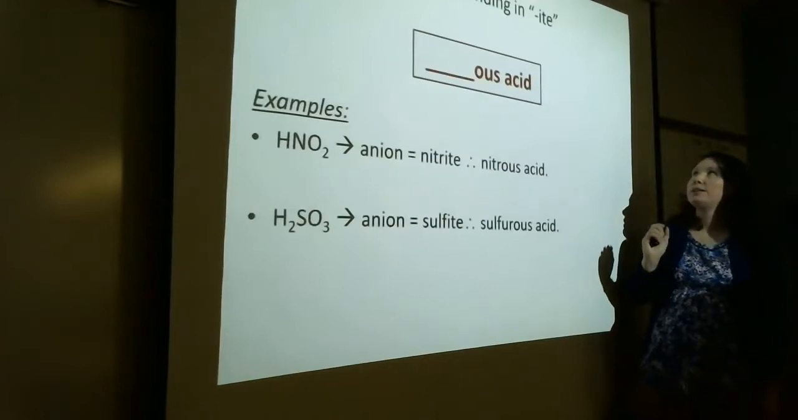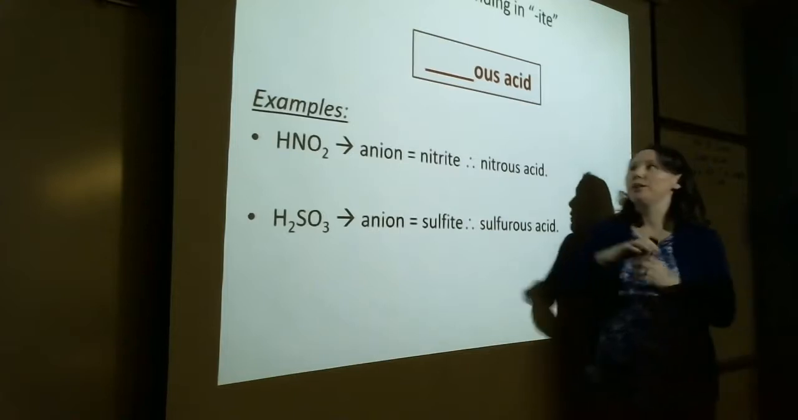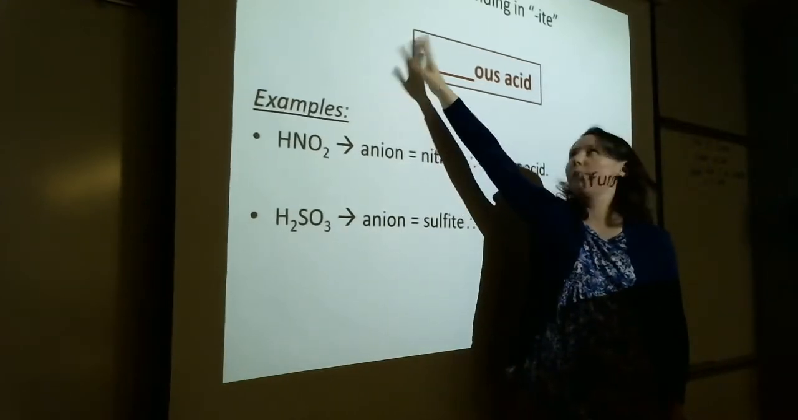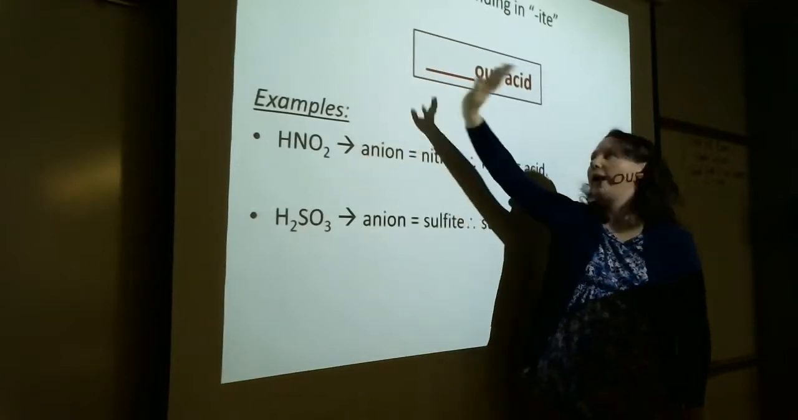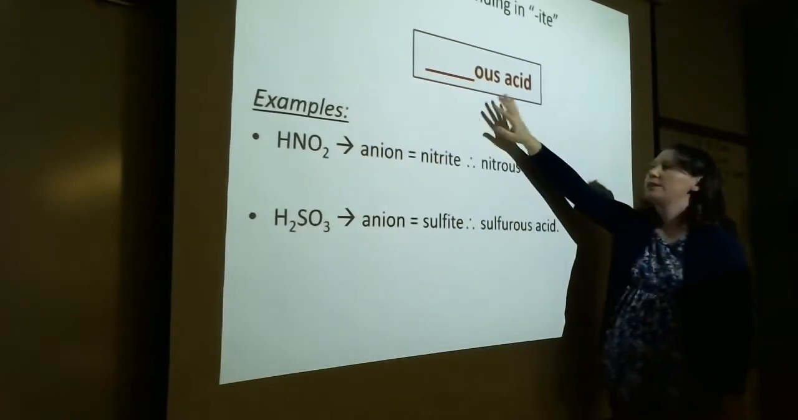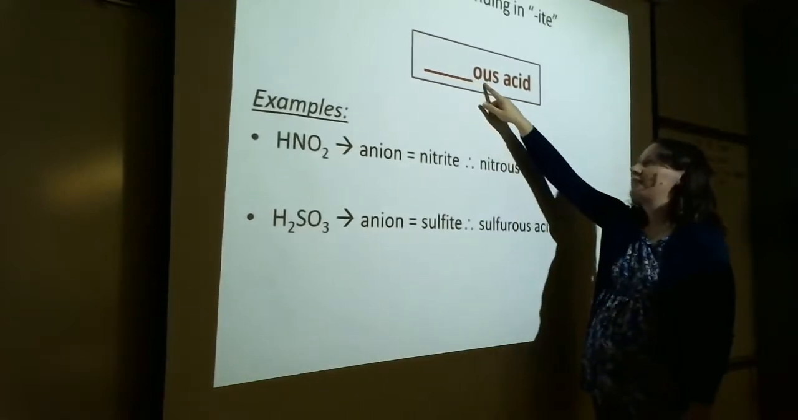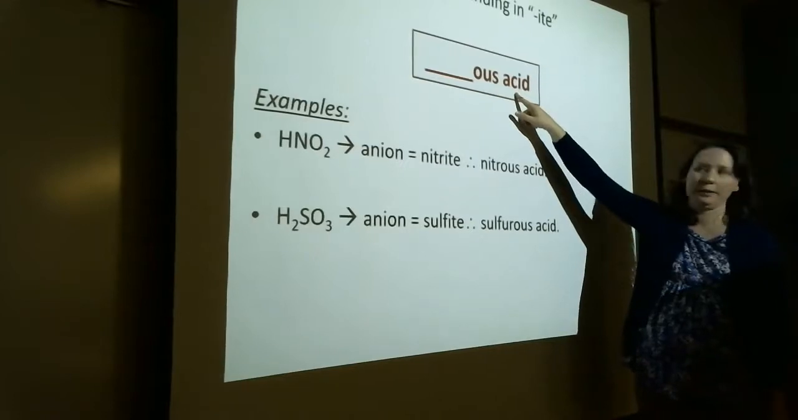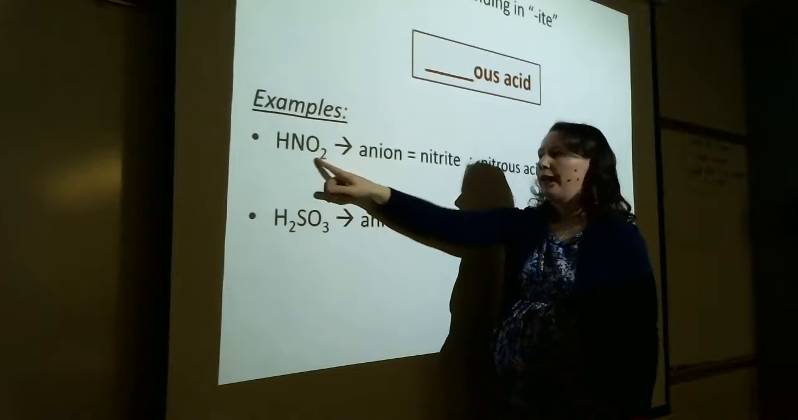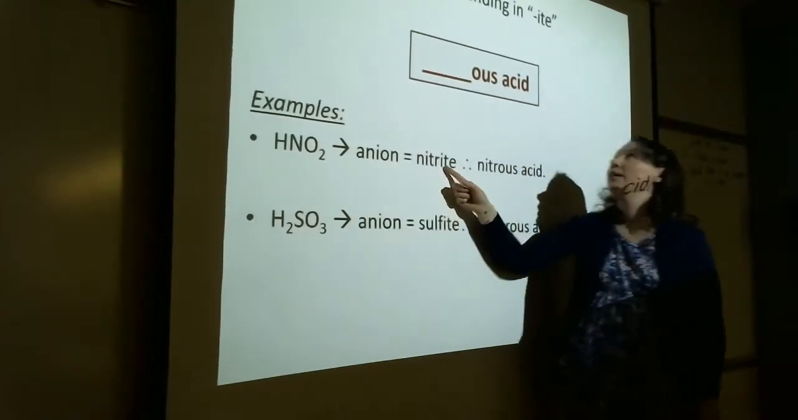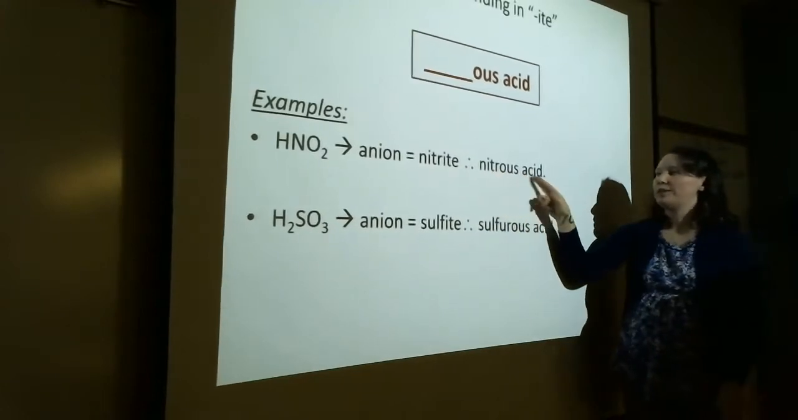All right, let's look at what happens when our anion ends in "ite." Notice there's no prefix now. We dropped the prefix. There's no prefix whatsoever. Gone, away. We don't look at it anymore. The name is just whatever, right? So there's the anion. And then the suffix is ous acid. Okay, so for instance, in HNO2, the anion here is nitrite, right? That ends in "ite." So therefore the name here is nitrous acid.